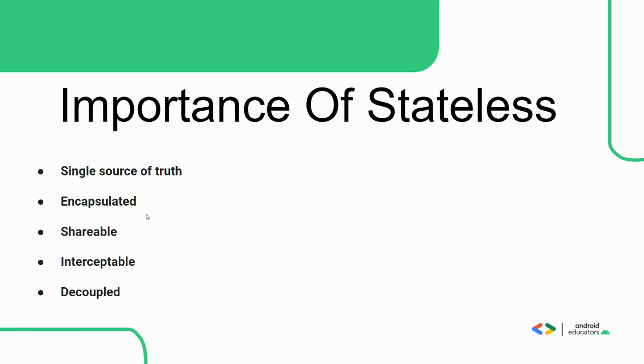Encapsulation: stateful, which holds state, is encapsulated. Stateless is not encapsulated, so the value will be provided from outside of that function. Shareable: stateless is definitely shareable since it does not hold any value. Interceptable and decoupled: it will not be dependent on itself, right? It will depend on the caller's perspective, so it will be decoupled, not coupled inside itself.